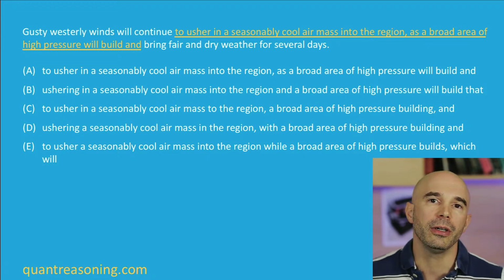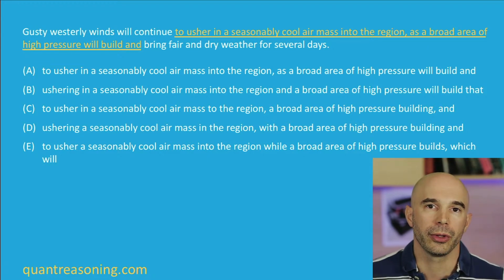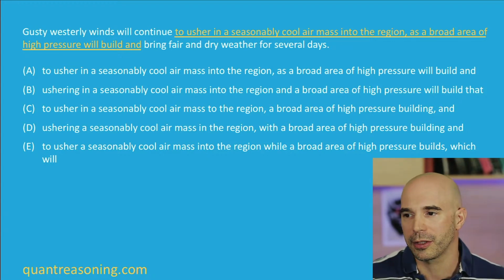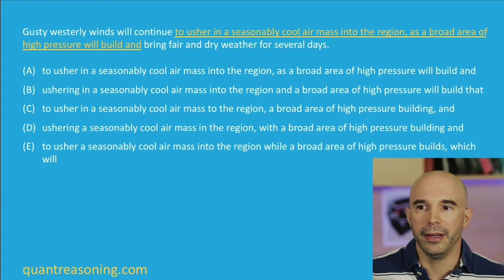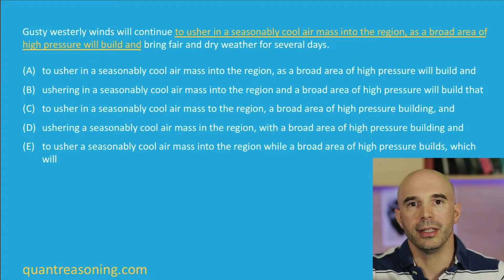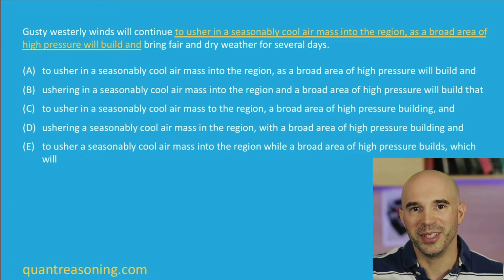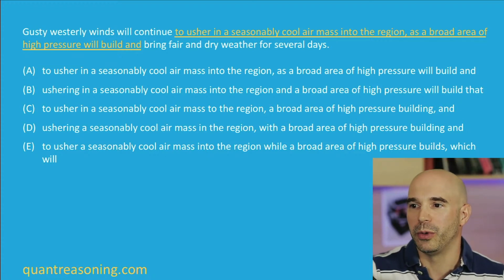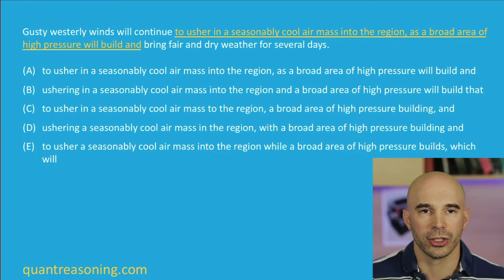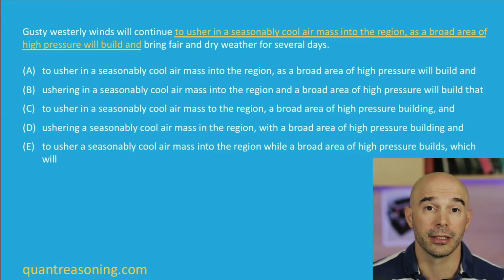They're just not parallel. And a similar issue with C. With C, we don't know if the list is of only two items or more than two items because there is a comma in front of the word "and," so it could be one or the other. But either way, a broad area of high pressure building is going to be an element in that list, and it goes again with bring fair and dry weather. So for the same reason as with D, it just doesn't work as a list of items. They're just not parallel.